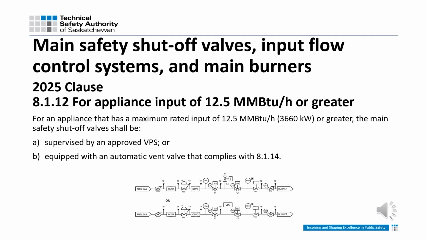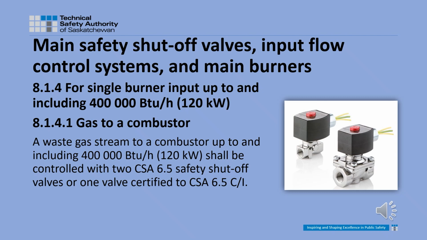8.1.1.4. Saskatchewan Codes of Practice 8.1.4.1, gas to a combustor. A waste gas stream to a combustor up to and including 400,000 BTUs per hour shall have two CSA 6.5 safety shutoff valves, or one certified to 6.5 CI.